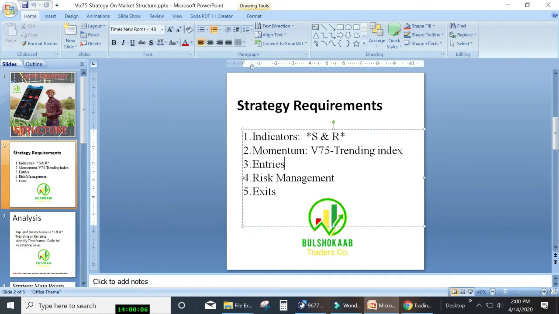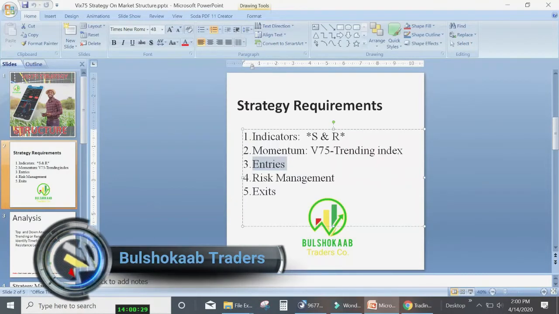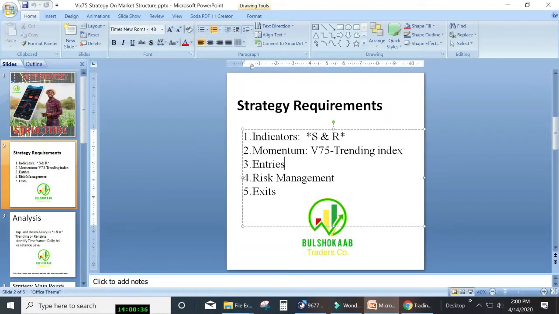You need to know how you can place your TP or take profit line. You have to know how you can put a stop loss on the trade, and that is a kind of how to make entries. Sometimes you need to know when to make entries and where to make entries. So that is in our requirements of the Volatility 75 strategy.